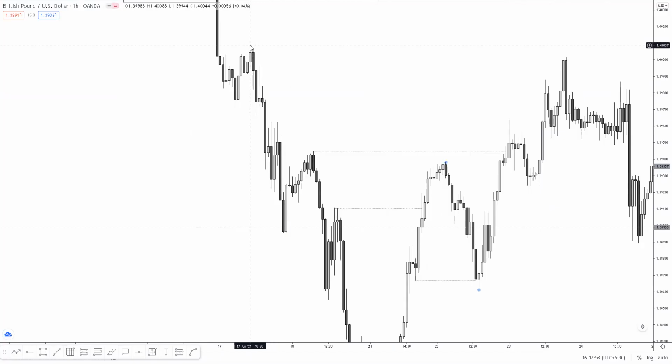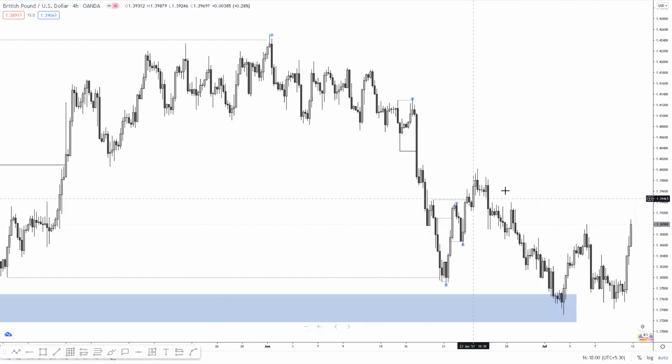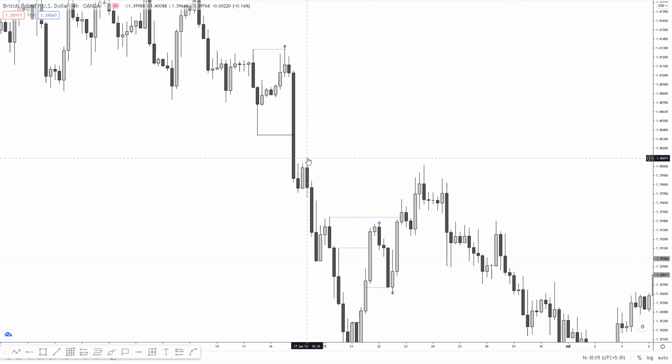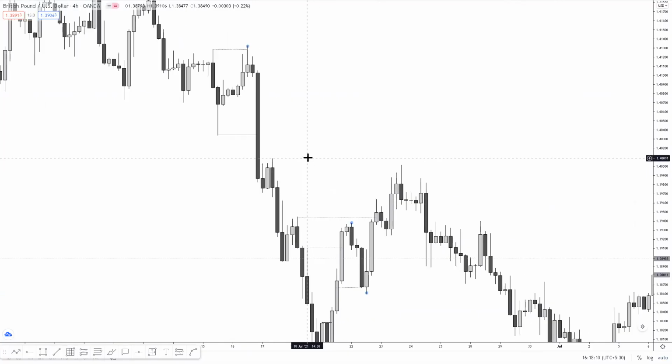Okay, but on the 4 hour, it has nothing clear to go into, right? There was nothing clear to go into. If this high had been taken out, it would have been a very different story. Okay, it would have been a very different story.